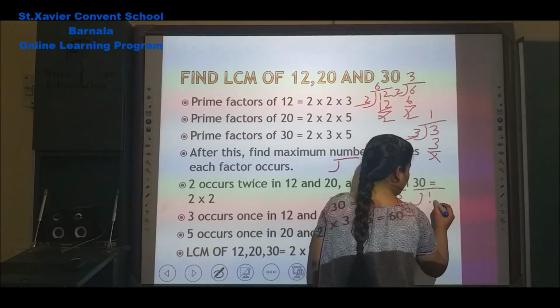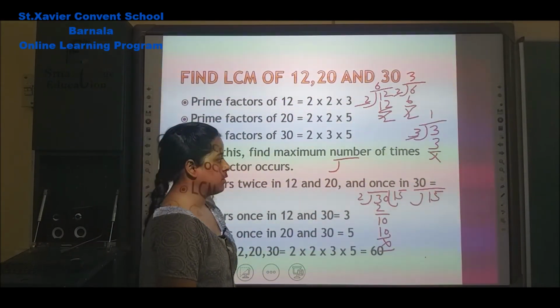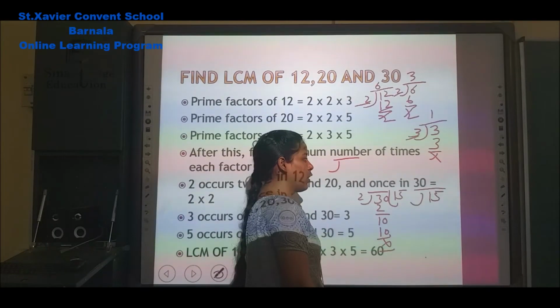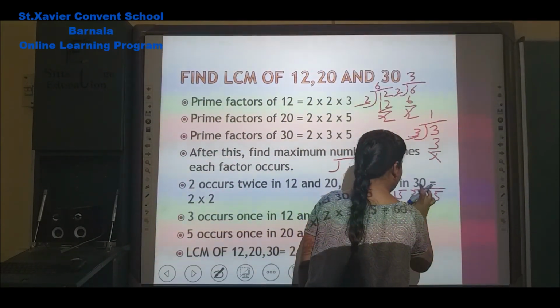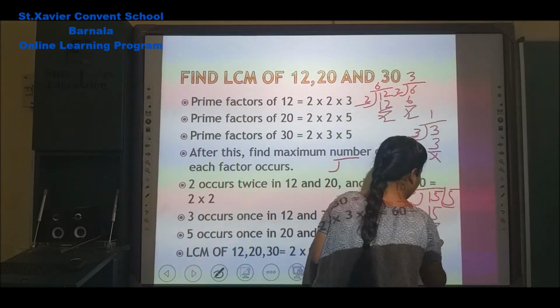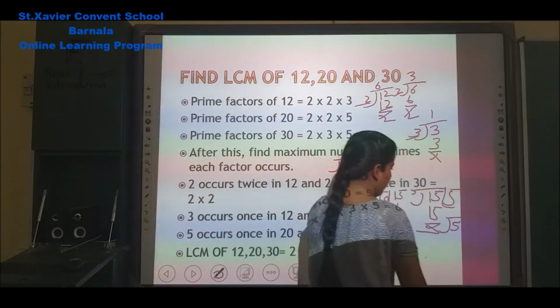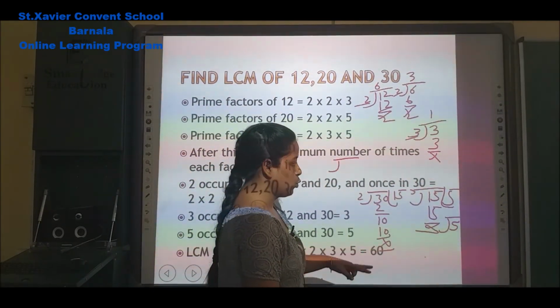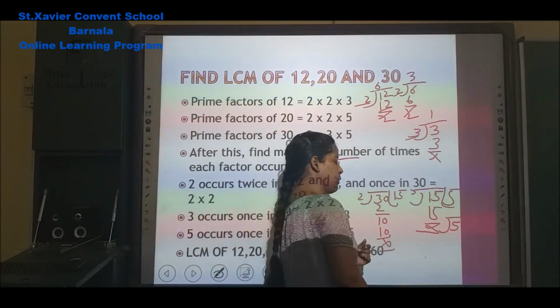Now divide the 15 by the first prime number 2. 15 is not divisible by 2. Then the next prime number is 3. Now divide the 15 by 3. Then we get the result 5. Now divide the 5. The first prime number 2, 5 is not divisible by 2. 5 is not divisible by 3. So 5 is divisible by 5.